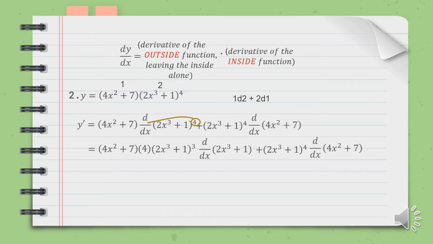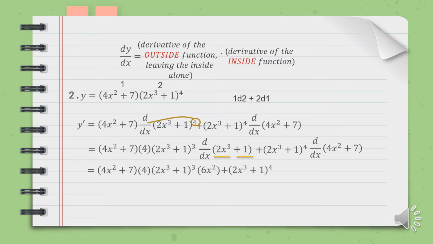Tapos, kopyahin lang natin yung next term, which is 2x cubed plus 1 raised to 4. Then, derivative ni 4x squared plus 7. Kung nakikita nyo, wala pa akong minanipulate dun sa isang term. So, copy lang natin 4x squared plus 7 times 4, 2x cubed plus 1 raised to 3. Then, we'll get the derivative of 2x cubed plus 1. So, ang derivative ni 2x cubed is 6x squared. 2 times 3 is 6. Tapos, yung exponent na 3, bawasan ng isa, kaya naging 2. At ang derivative ng 1 ay just 0.